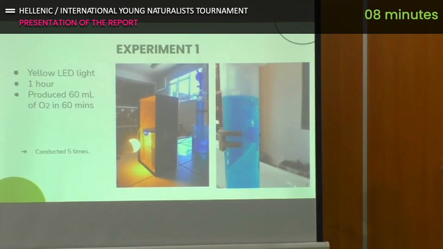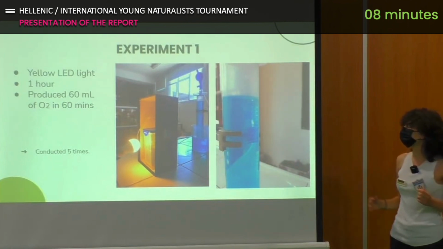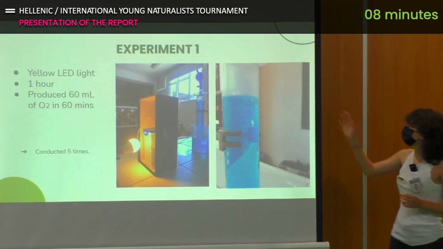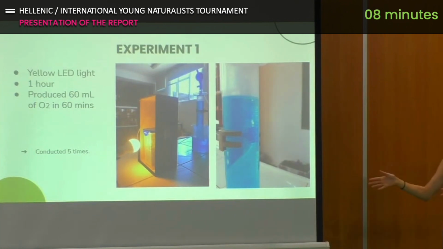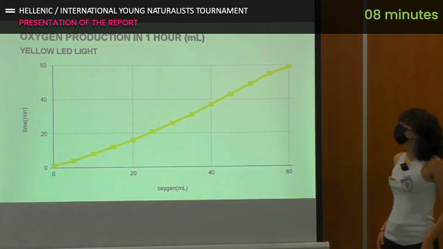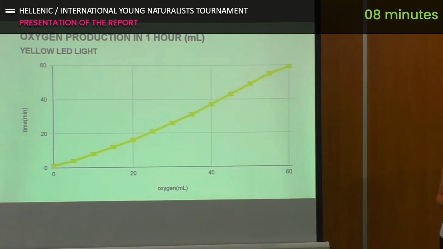So for my experiments, I tested each light for 1 hour and we conducted each experiment 5 times. For my first experiment, I used a yellow LED light. It produced 60 millimeters of oxygen in 60 minutes. This is a graph that shows the oxygen production of the yellow LED light in 1 hour.